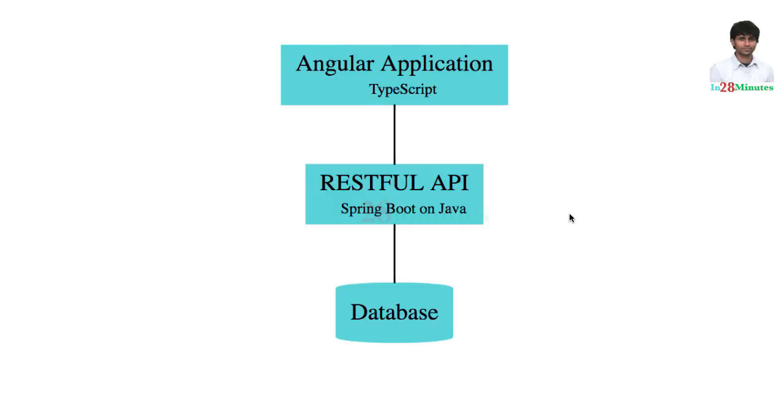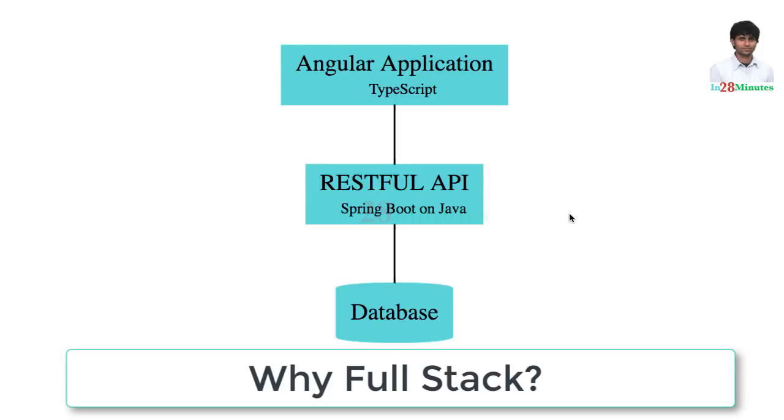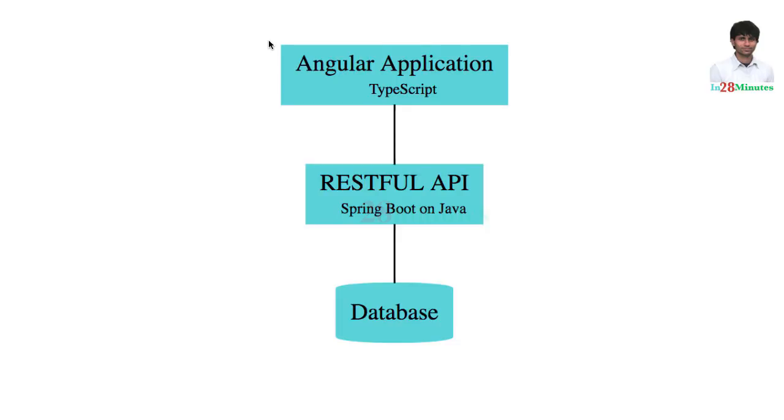Before we move on to the next step, let's discuss an important question. We are talking about full stack application. Why should you really build a full stack application? Why should you create a separate backend and a separate front end? There is a lot of complexity associated with building separate backends and front ends. You need to understand multiple languages. You need to understand multiple frameworks like Spring Boot and Angular. Why should you do that?